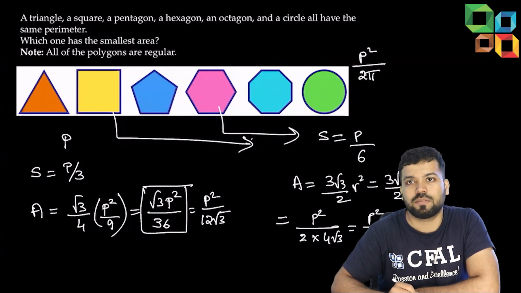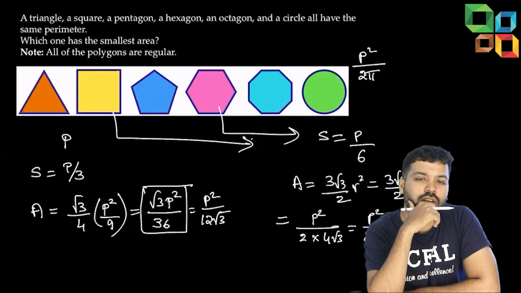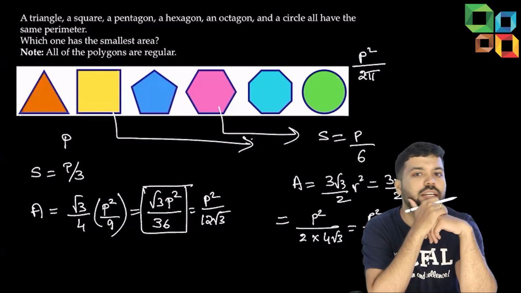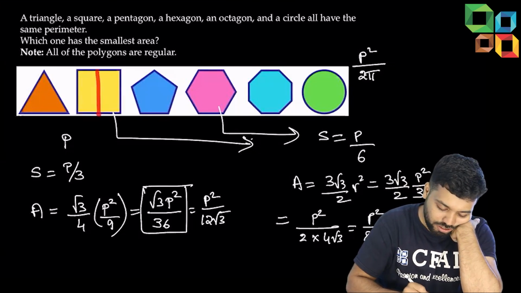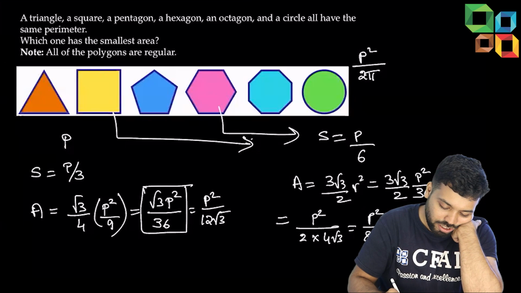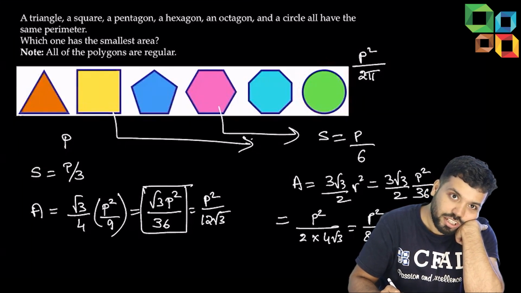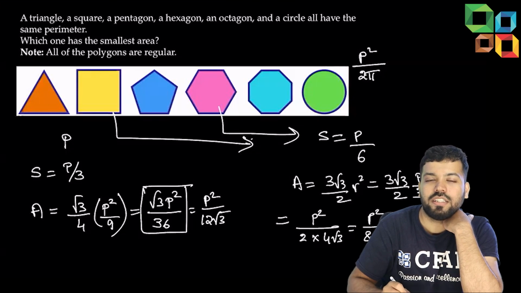Excuse me, sir. Yes, Muralidhar. Actually, if we assume that all of them have the same height, then we can easily prove that the square has the greatest area. Height in the sense, how to tell? This height you're saying? Yeah, then even this circle will have that height, right? Then the circle will have the greatest area, right?